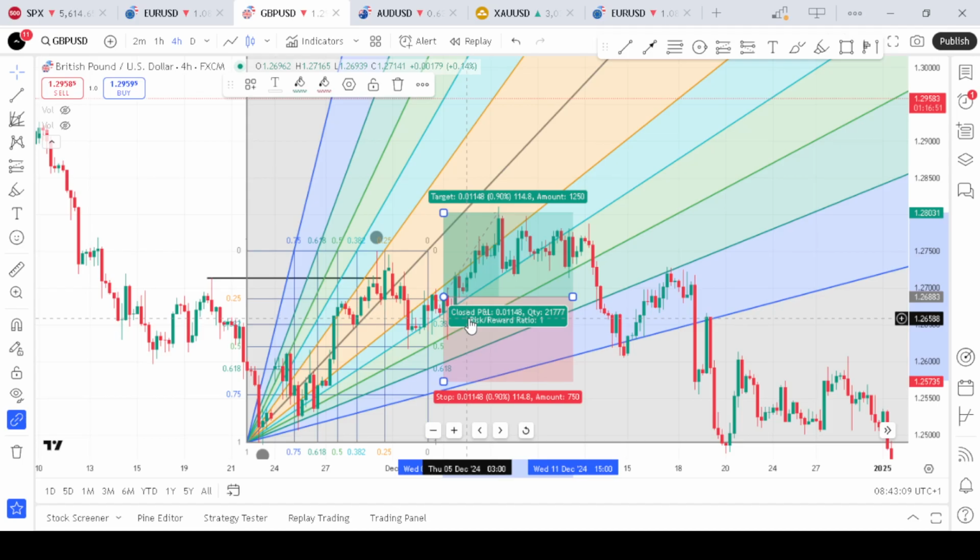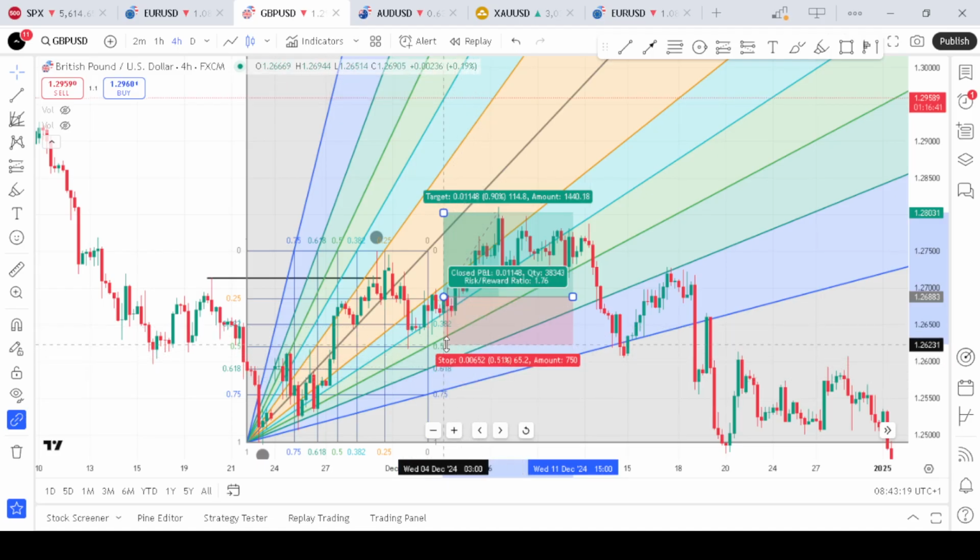Remember, your stop loss placement is really crucial. You just need to set your stop loss below the next speed line for a long trade. Below the next speed line, this is where you set your stop loss. Then you can decide to exit your trade.